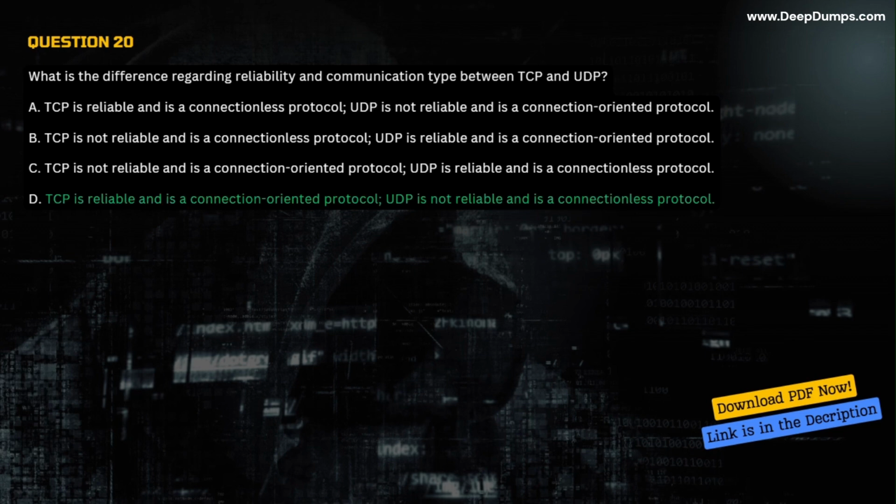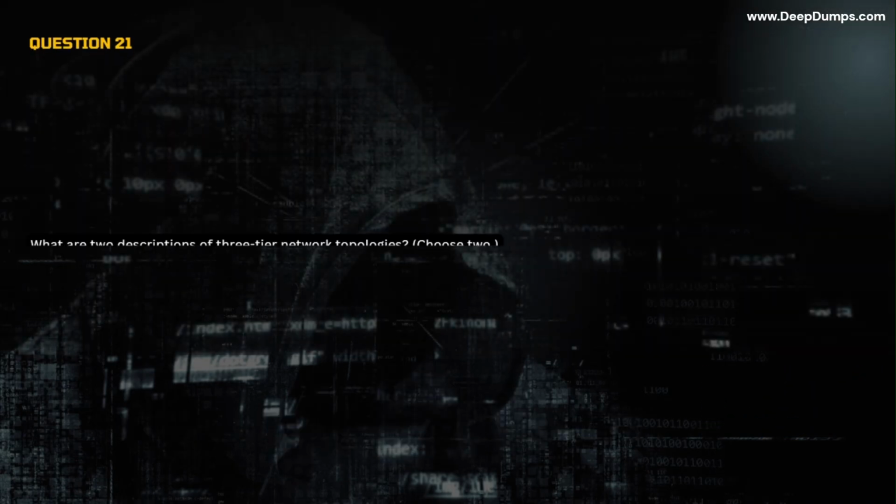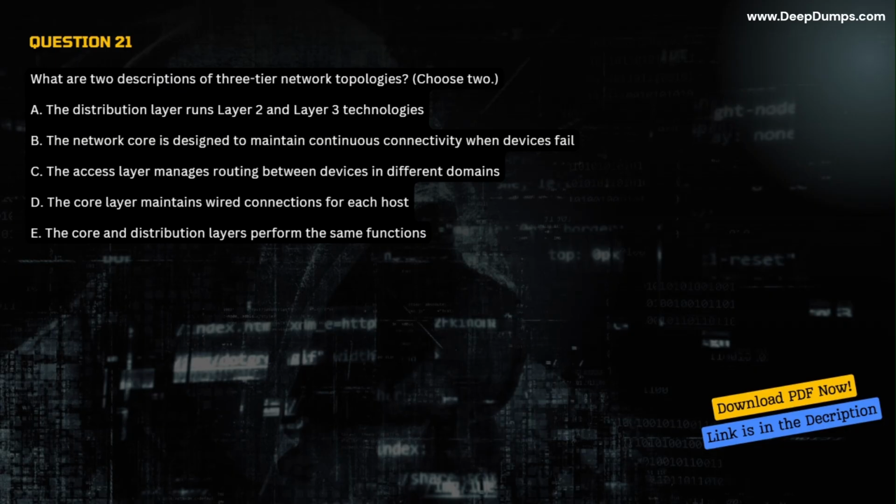Correct answer, D. TCP is reliable and is a connection-oriented protocol. UDP is not reliable and is a connectionless protocol. Explanation. TCP provides reliable, connection-oriented communication, while UDP is faster, connectionless, and unreliable. Question 21. What are two descriptions of three-tier network topologies?